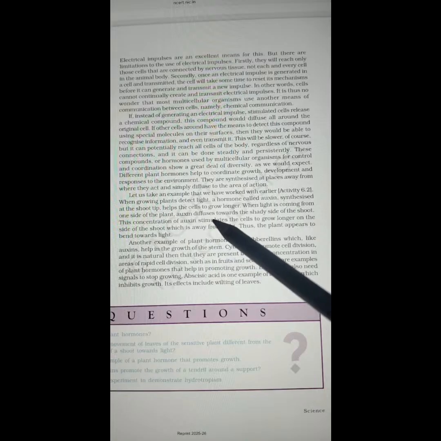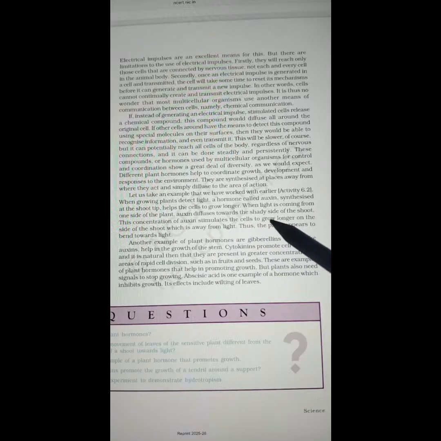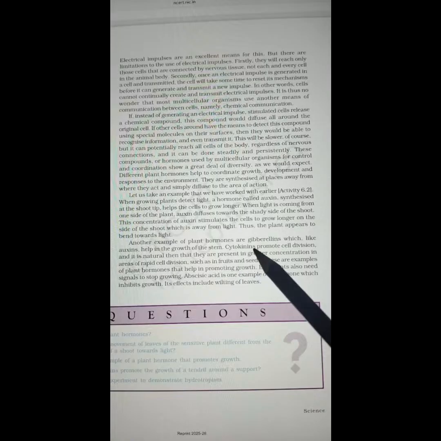When light is coming from one side of the plant, auxin diffuses towards the shady part of the shoot. This concentration of auxin stimulates the cells to grow longer on the side of the shoot which is away from light. Thus, the plant appears to bend towards light. Another example of plant hormones are gibberellins, which, like auxins, help in the growth of the stem.